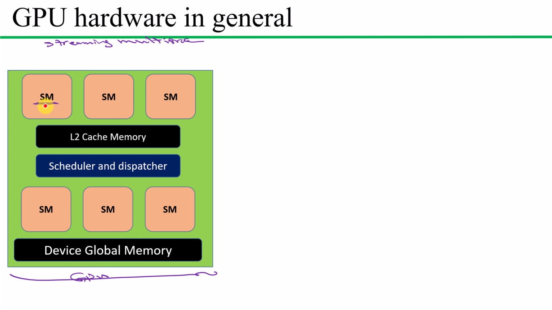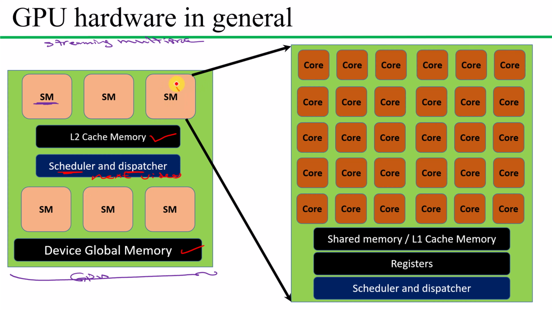Alongside the SM, various memory levels can be found in the GPUs, such as the L2 cache memory and the global memory. Additionally, elements like the scheduler and dispatcher are present, and we will delve deeper into these components in the upcoming videos. Delving deeper into the SM, it is equipped with a variety of cores designed for specific tasks. Some of these cores might be dedicated to executing floating point operations, while others execute integer operations.